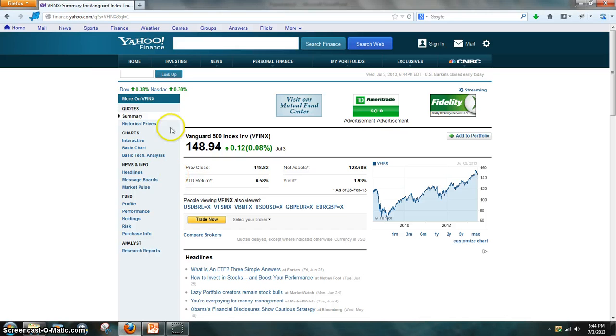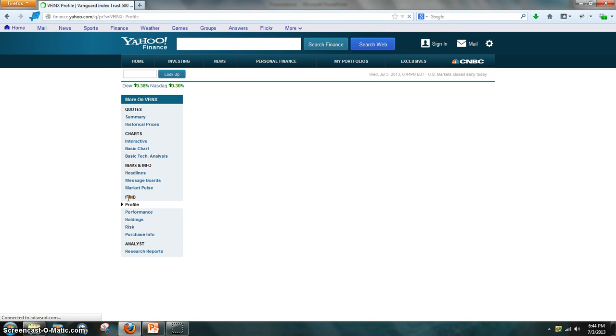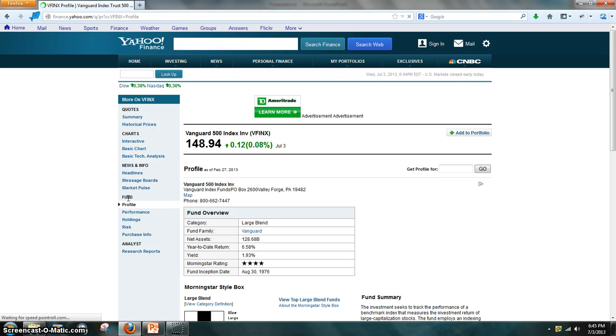On the left-hand side there's a sub-chapter list. What I need you to do is come down about 3/4 of the way and find the fund title, and the first link underneath it is the profile. So go ahead and click that. This opens up the Vanguard 500 Index Fund Profile sheet.